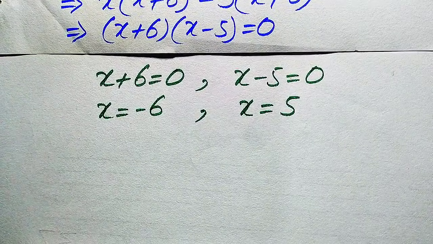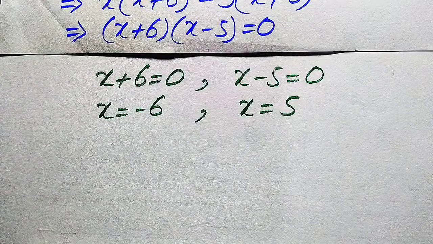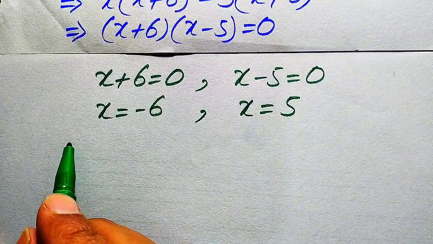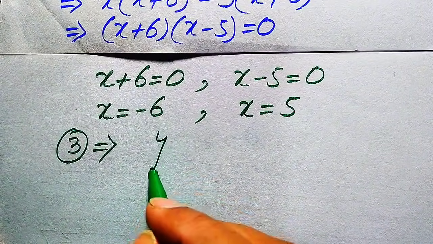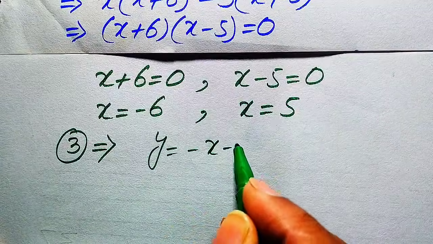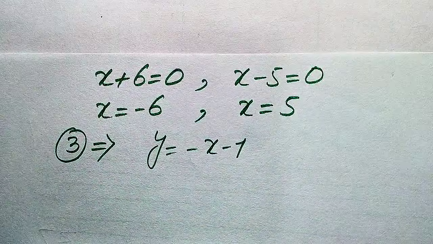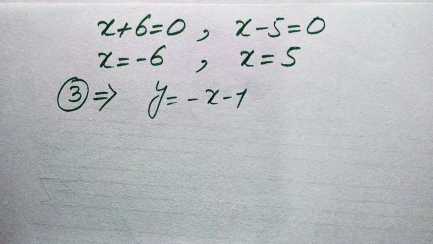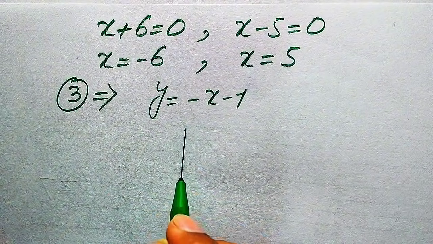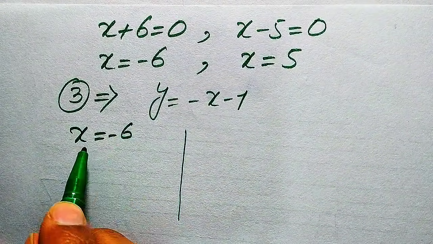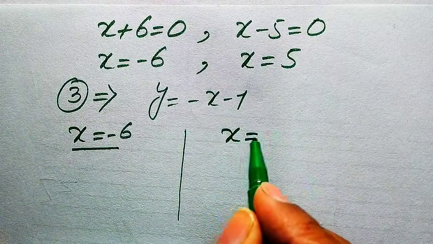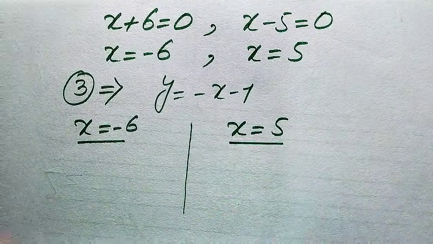So these are the two values of x, and now we need to find the corresponding values of y, and for this we need equation number 3, and equation number 3 implies that y is equal to minus x minus 1. So here we substitute both of these two values of x, and we easily get the corresponding values of y. On this side we will substitute x equals minus 6, and on this side we will substitute x equals 5.